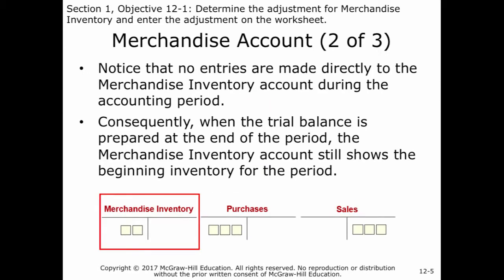So, when the trial balance is prepared at the end of the period, the merchandise inventory account still shows the beginning inventory for the period because no entries have been made directly to the account during that year. Therefore, we must make an adjustment to this account to reflect the ending inventory at the end of the period.